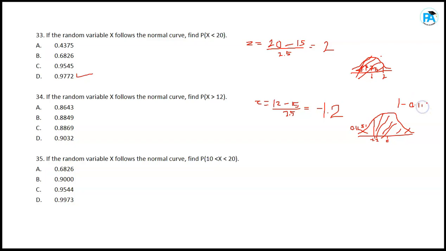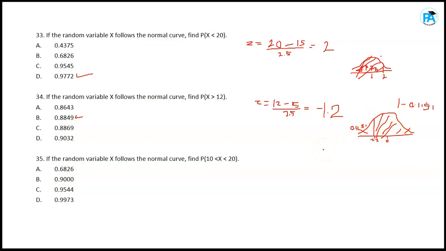1 minus 0.1151 gives you 0.8849. The answer is B. So the correct answer for this is B. Be very careful. The reason why we are saying 1 minus is that the total area under the curve is always 1. The maximum probability is 1. So the total area under the curve is 1.